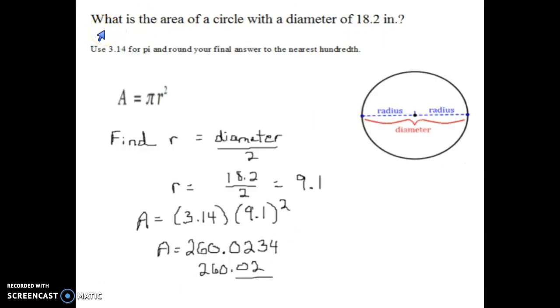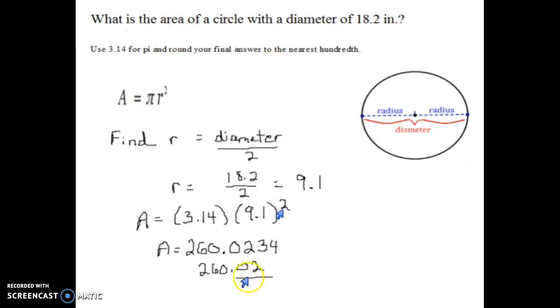So now they want to see if you can calculate the area of a circle. Sometimes they may give you the radius, sometimes they'll give you the diameter. Remember, the radius is half the diameter. So if they give you the diameter, you'll just divide by 2 to find your radius. So here they give us the diameter. So 18.2 divided by 2, our radius is 9.1. Plug it in. This is the formula for the area of a circle, pi r squared. So 3.14 times the radius squared.